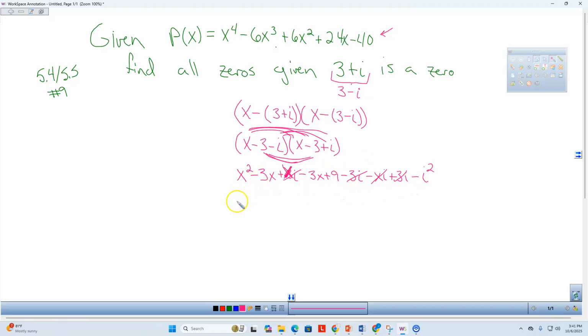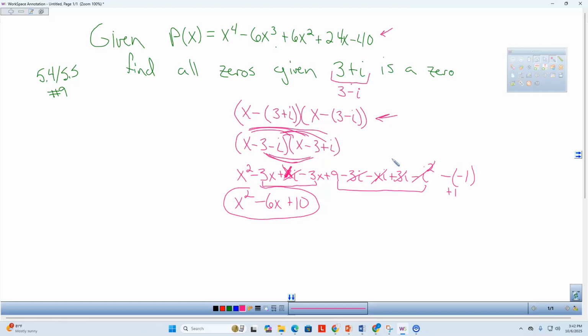Alright. So I'm left with x squared minus 6x. Don't forget i squared is negative 1, so it becomes a plus 1. Plus 10. So again, I FOILed out my i's, alright? Now we got this, what do we do with it? Well, what did we do before when we knew a factor? We divided it by the piece we knew, right?